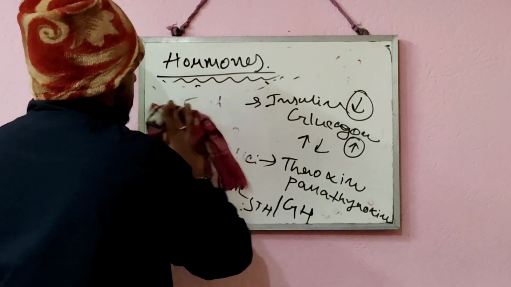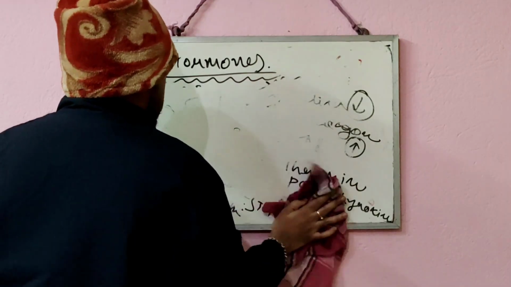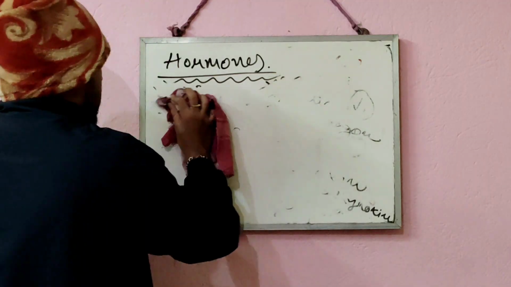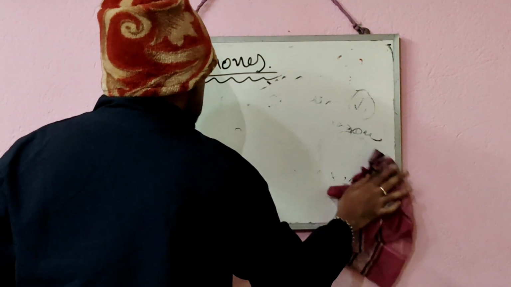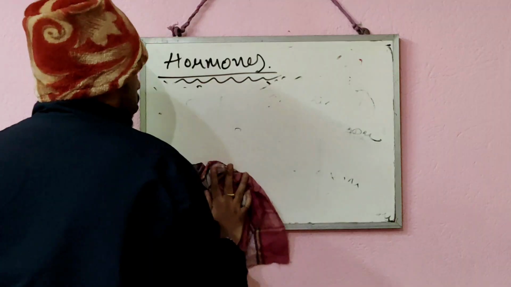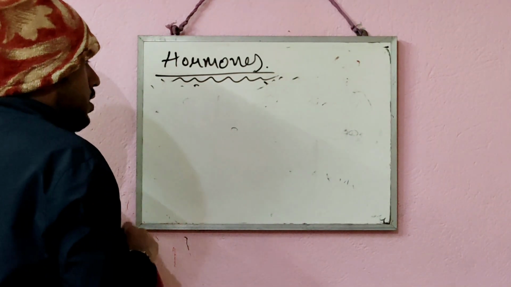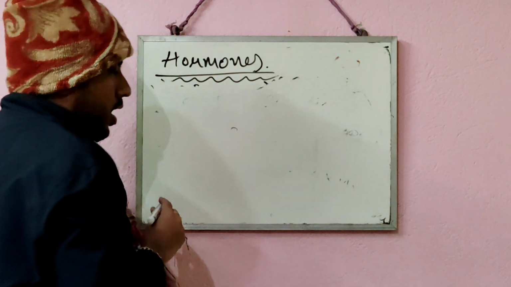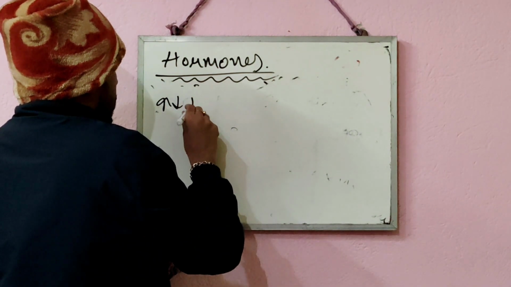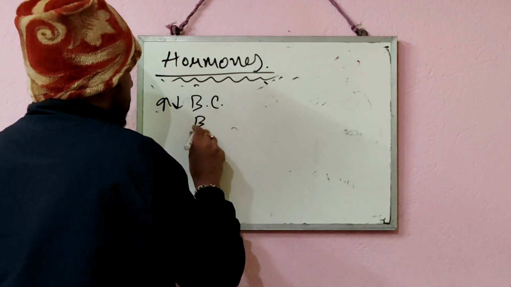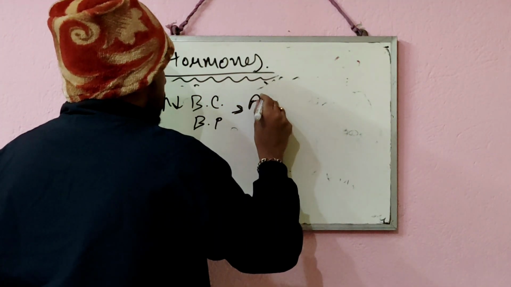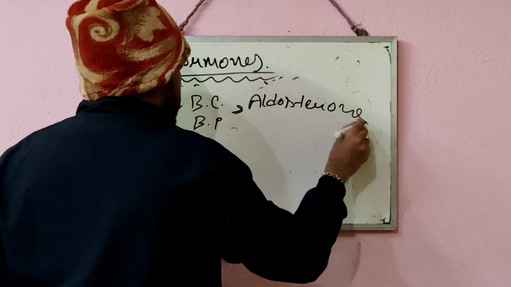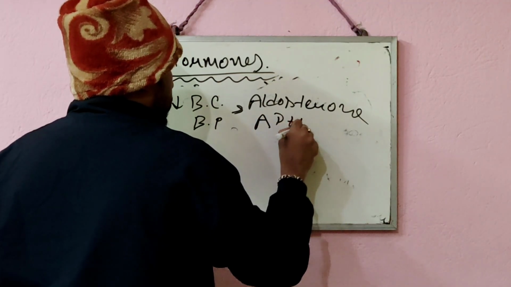So three functions we have studied: fuel, storing our energy or maintaining blood sugar level, like insulin and glucagon. Then metabolic hormones like thyroid and parathyroid. And the last one, promoting somatic growth, as they are helping our body. They are called growth hormones. The fourth type is regulating blood circulation and blood pressure. Examples are aldosterone, and vasopressin or ADH, antidiuretic hormone.